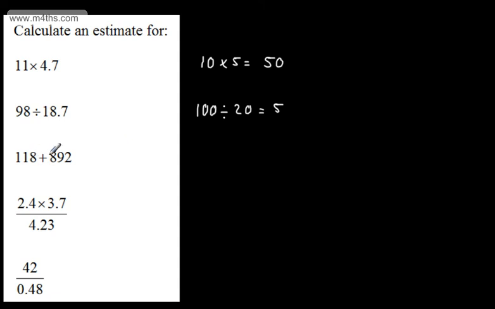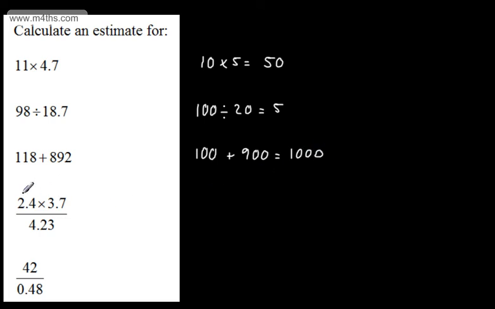118 plus 892. Rounding 118 to the first significant figure, so to one significant figure, that's now in the hundreds column. So I've got the choice of 100 or 200. Clearly it's going to be 100. And I'm going to add to that 892, and that's going to be rounded to one significant figure. So 800 or 900, we're going to round up to 900, and that gives me an estimate of 1,000.